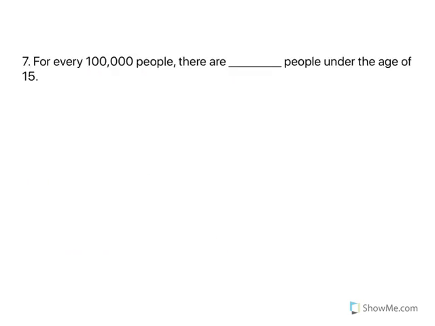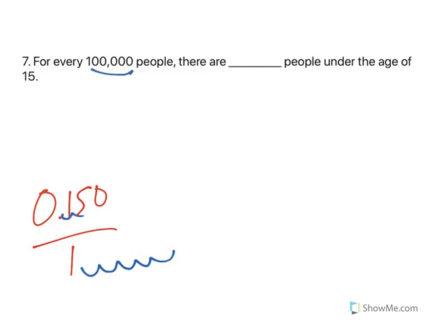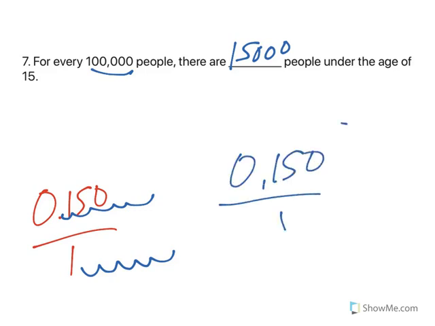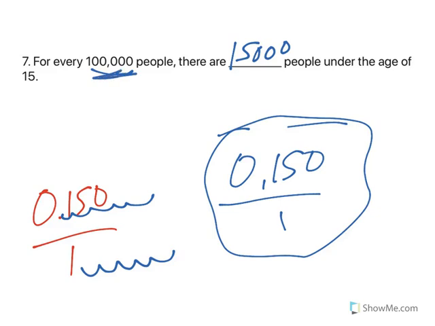Now, it works the same on this next one. If I started with 150 thousandths and I want to go to 100,000, now I need to move my decimal 5 places, because there's 5 zeros there. So if I go 5 places, now I have 15,000 people under the age of 15 for every 100,000 people. So you really just have to pay attention. Your original ratio is compared to 1. So if you want to compare it to a different value, think about how that changes your denominator.